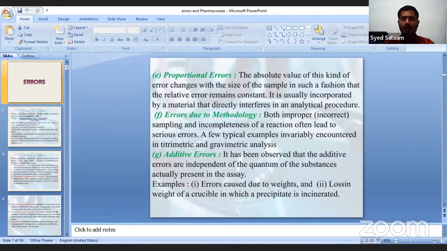of errors, how these errors can be minimized or eliminated, and what these pharmacopoeias are, how many types of pharmacopoeias we would officially refer to. We would be discussing those things. Coming to the first, let us see what an error is.